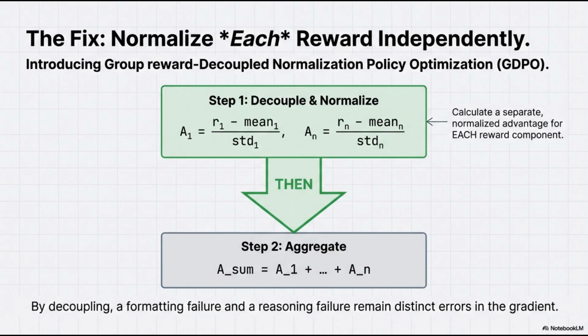Step 2. Aggregate. Only after normalizing separately do we add them together. A sum equals A1 plus A2 plus ... plus AN. And here's why this matters. By decoupling, a formatting failure and a reasoning failure remain distinct errors in the gradient. The model can learn from both separately. No more collapse, no more confusion.